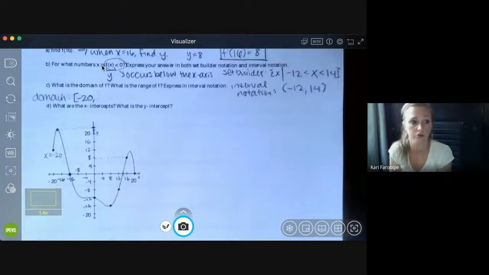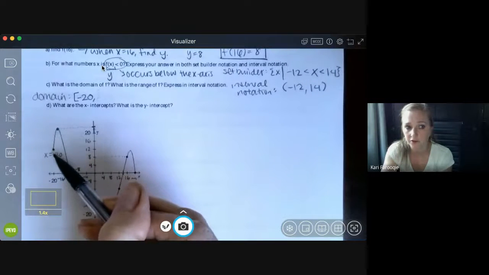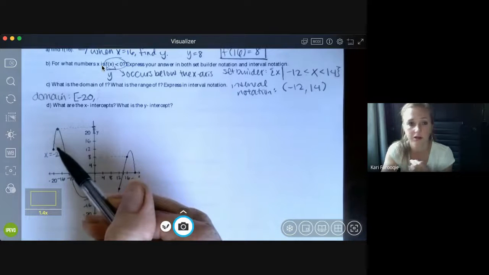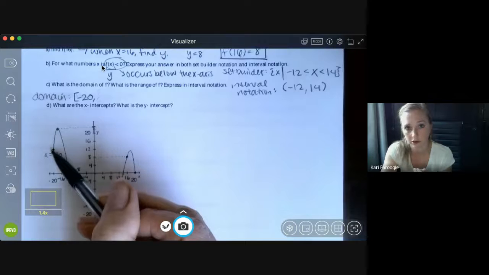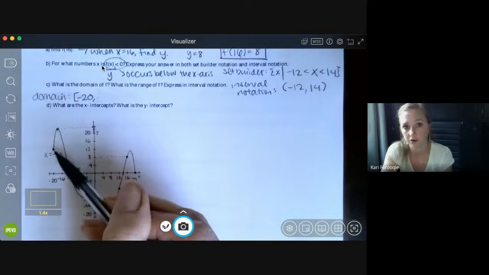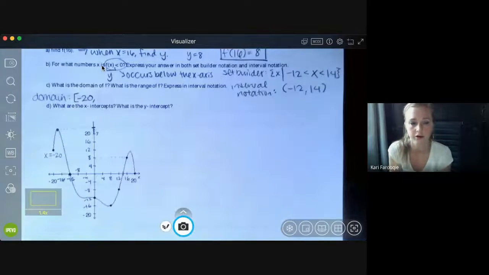Every once in a while, you might see that you have an open circle at the end. If this circle were to be clearly open, that means that you approach the point, but you never quite reach it. In that case, you'd have a parenthesis. We will see some examples like that a little bit later today. So you're going to see a lot of these types of scenarios.